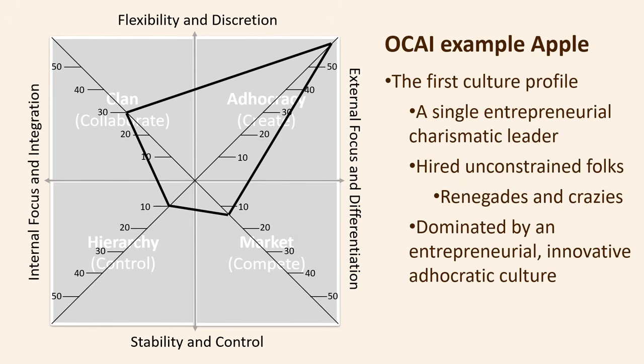The cultural profile involved a high degree of emphasis in the Adhocracy quadrant, moderate scores in the clan quadrant, and a low score in the hierarchy and market quadrants. Apple's culture was dominated by an entrepreneurial, innovative, adhocratic culture and placed in the upper right quadrant.